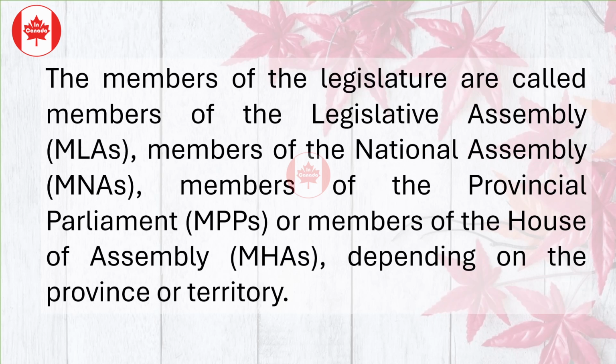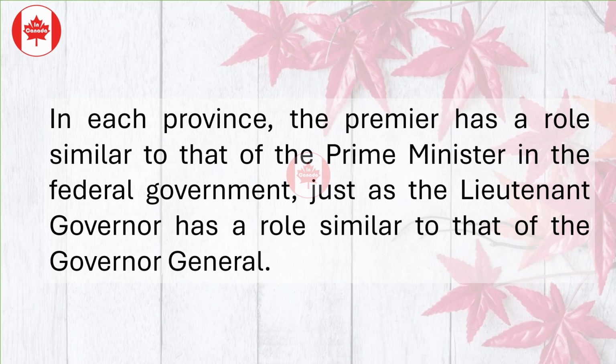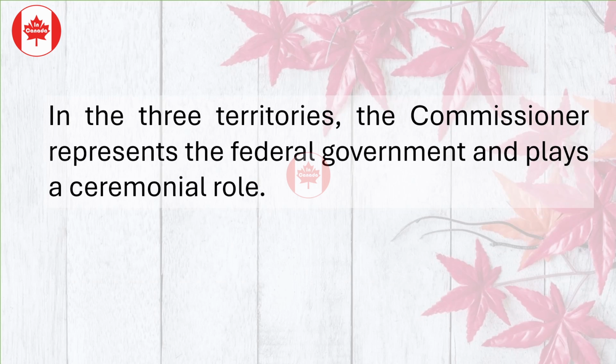The members of the legislature are called members of the Legislative Assembly, MLAs, members of the National Assembly, MNAs, members of the Provincial Parliament, MPPs, or members of the House of Assembly, MHAs, depending on the province or territory. In each province, the Premier has a role similar to that of the Prime Minister in the federal government, just as the Lieutenant Governor has a role similar to that of the Governor-General. In the 3 territories, the Commissioner represents the federal government and plays a ceremonial role.